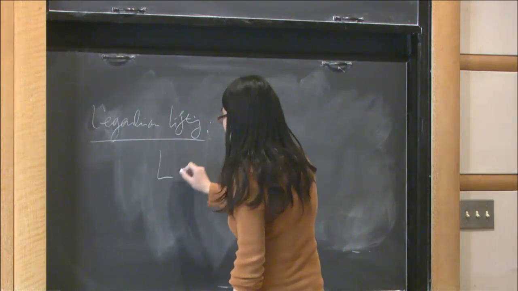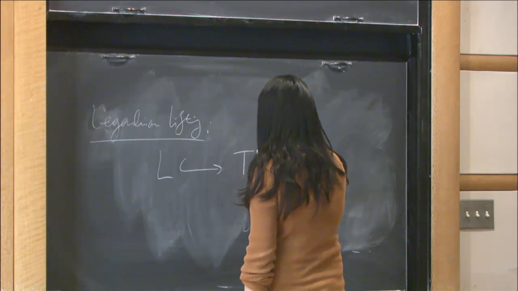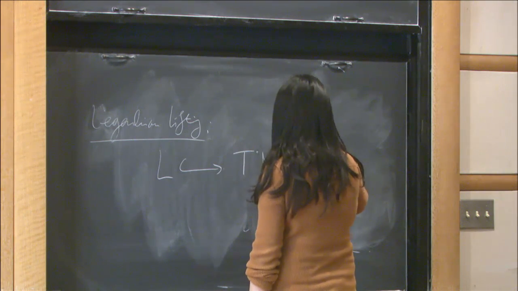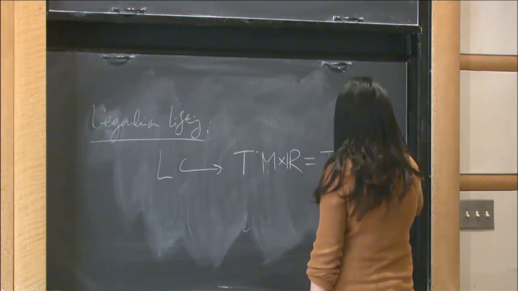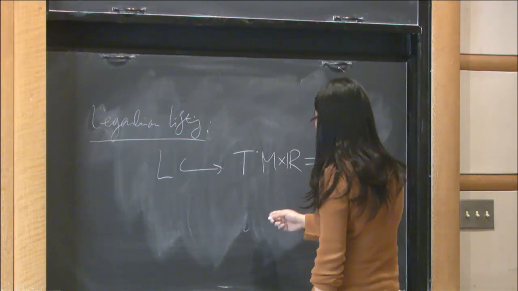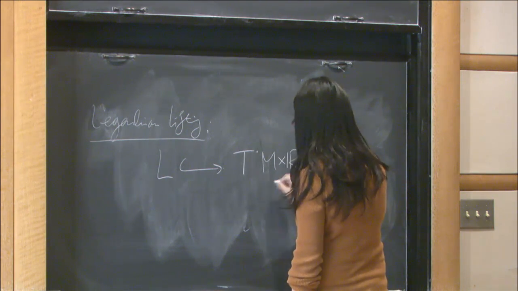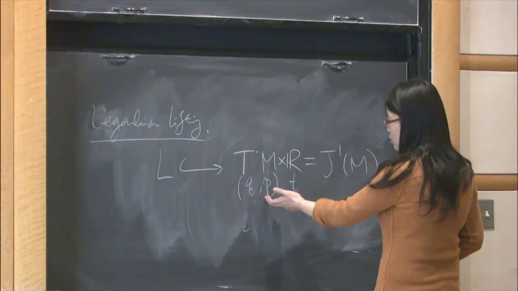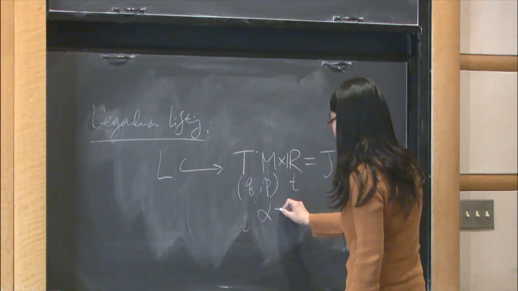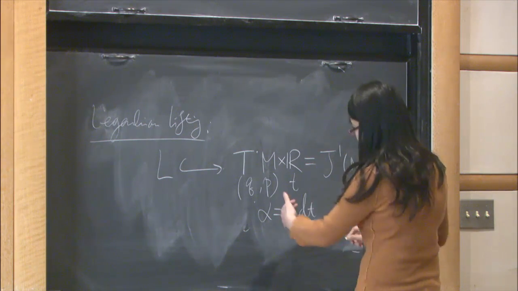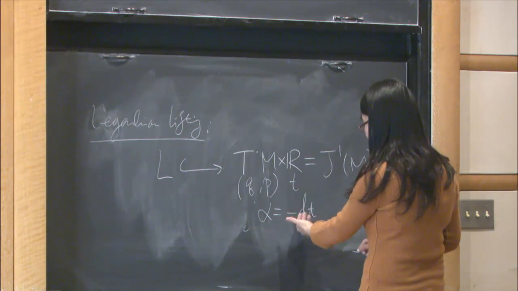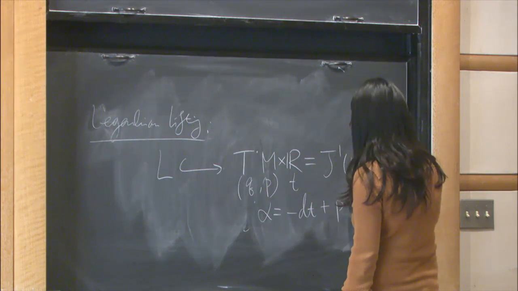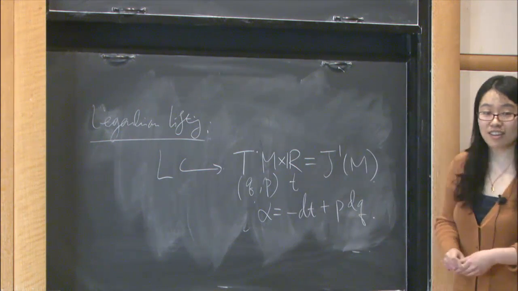So we want to embed L into the one-jet bundle of M, which has a standard contact form. If you have coordinates q, p, t, then the standard contact form depends on convention. Our choice is negative dt plus p dq.